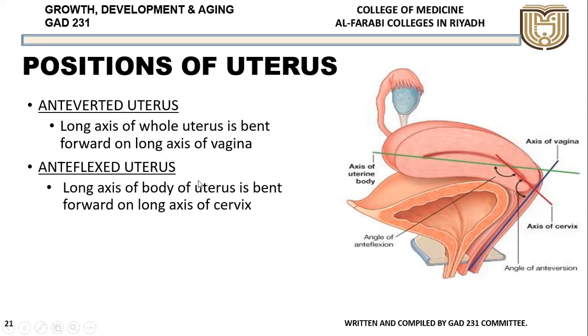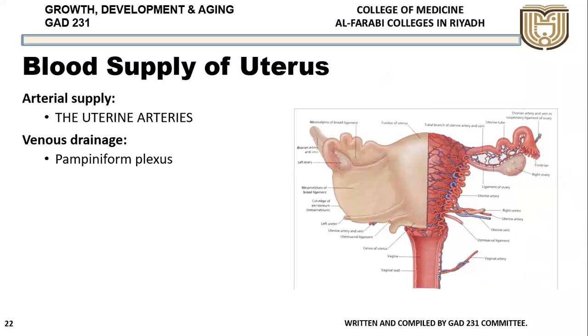Then anteflexion means the long axis of the body of the uterus is bent on the long axis of the cervix. So the cervix and the body are not in the same angle. If you see here, this is the angle of the body, and this is the long axis of the cervix. It is almost more than 90 degrees, and this is called anteflexion. So these two together are called anteversion, anteflexion. This is the normal position of the uterus, very important. If it changes its position, it leads to a lot of complications. One of them, as I said before, is infertility.